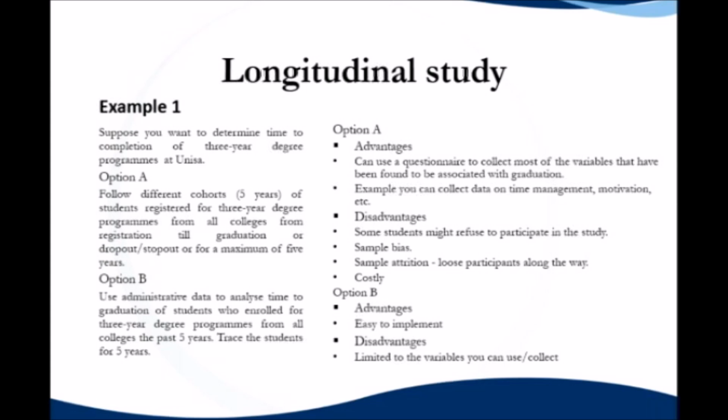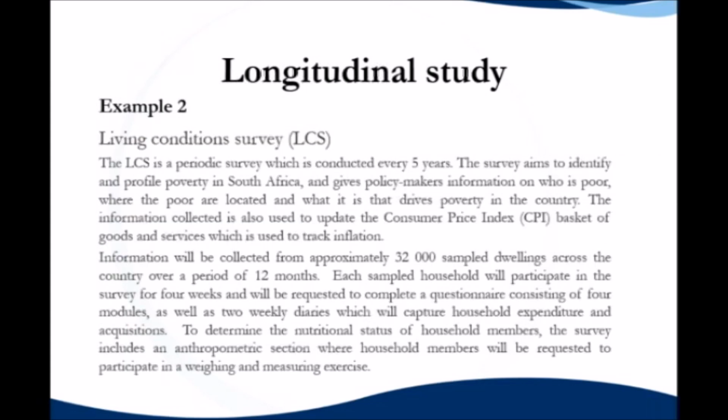So it's got those limitations. Another example of a longitudinal study is one done by Statistics South Africa, called the Living Conditions Survey. The main aim of the study is to identify and profile poverty in South Africa, so that policymakers can have information on who is poor, where the poor are located, and what drives poverty in the country. That information is also collected so that they can update the CPI basket.